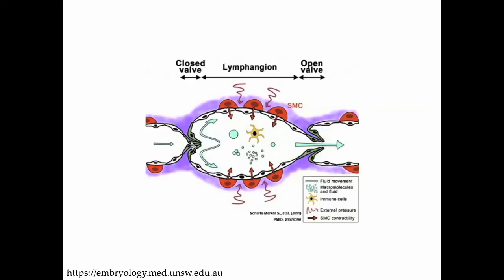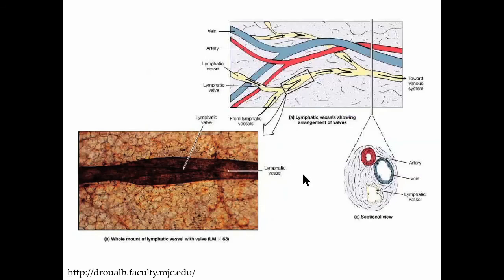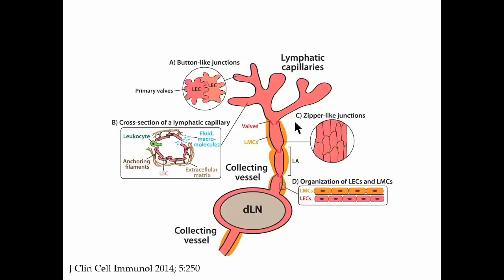Clearly the distal valve needs to be closed while the proximal valve is opening, and the action of the smooth muscle cell on the underlying lumen is to extrude the contents from that lymphangion into the one above. Again, a whole mount preparation to show you really how elegant this valvular apparatus is and its ability to control the forward movement of fluid.